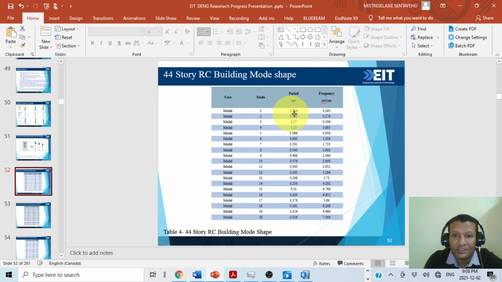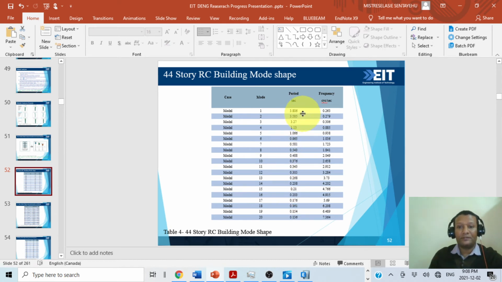The first mode was 3.806, the frequency is this one. Then the second mode, in our case, was in the Y dominant direction, so 3.58. Mode 3 is 3.27, this is torsional. And the last one, mode 20, the period is 0.136 and the frequency 736. As you can see, the frequency is increasing from mode 1 until mode 20. The frequency is increasing, the period is decreasing, as you see.